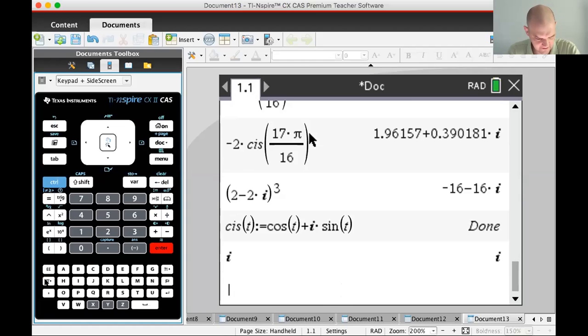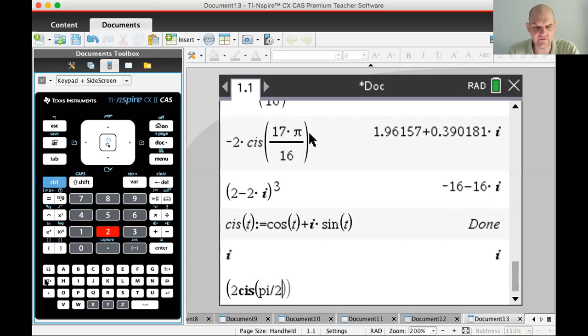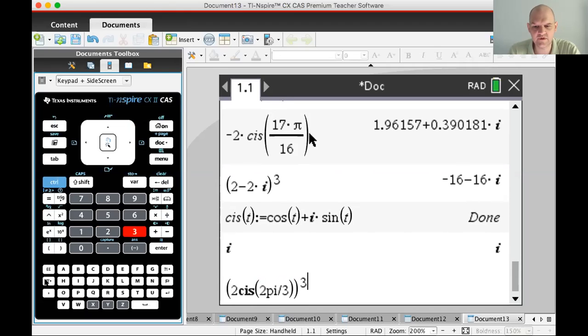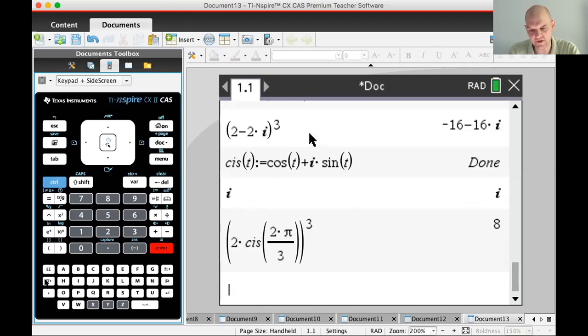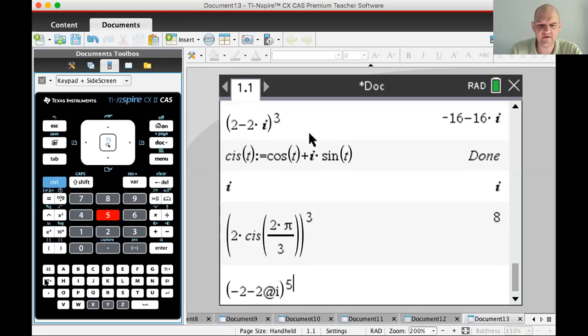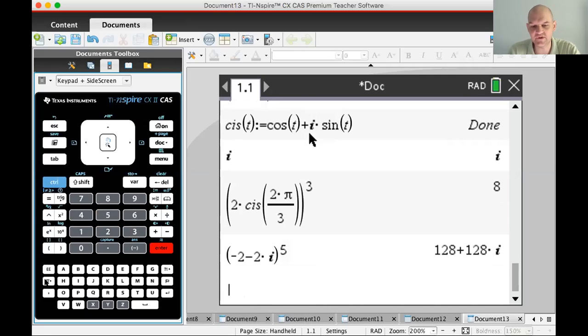All right, so I was doing quantity 2 cis, and then 120 I have to write as pi over 2 pi over 3 because I'm in radians, and then cubed, and I get just 8, which is what I had. So if I do -2 minus 2, I'm going to do the at I thing, and then to the 5th, I get 128 plus 128I, which is great. That's what we thought it was.